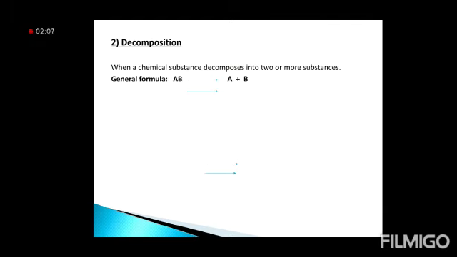Next is decomposition reaction. Decomposition means breakdown. When a chemical substance decomposes into two or more substances. The general formula is AB arrow A plus B. Example, calcium carbonate is broken down into calcium oxide and carbon dioxide. Here you can see that one reactant is broken down into its constituents. That's why it is called a decomposition reaction.